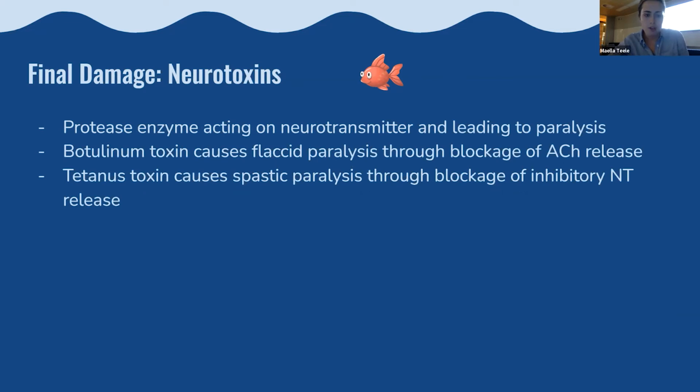And then a final note on damage, you've got neurotoxins. The protease enzyme produced by bacteria can act on the neurotransmitter and leads to paralysis. So botulinum toxin can cause flaccid paralysis through the blockage of acetylcholine release. And then tetanus toxin can cause spastic paralysis through the blockage of an inhibitory neurotransmitter release. So they're just two different ways in which a bacteria can affect your nerves as well, through the protease enzyme released by these bacteria.